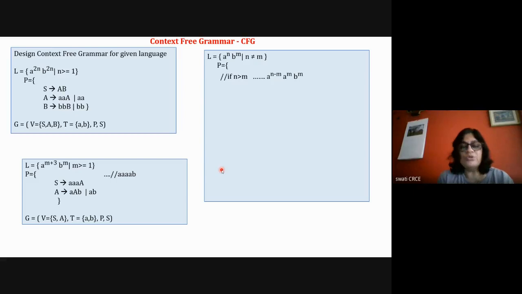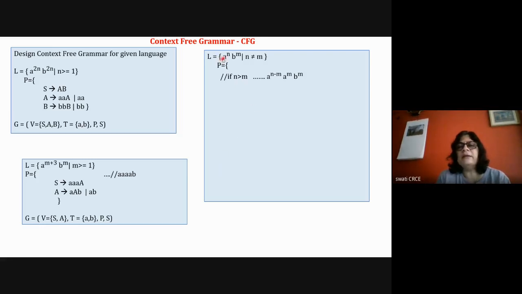Okay. Now how to solve this problem? Just pay your attention. N is not equal to M. If N is not equal to M, that means N is either greater than M or less than M. So we assume it is greater than M and then we write the rules. Then we assume it is smaller than M and we write the rules. And then we combine both the sets of rules to get the proper answer.